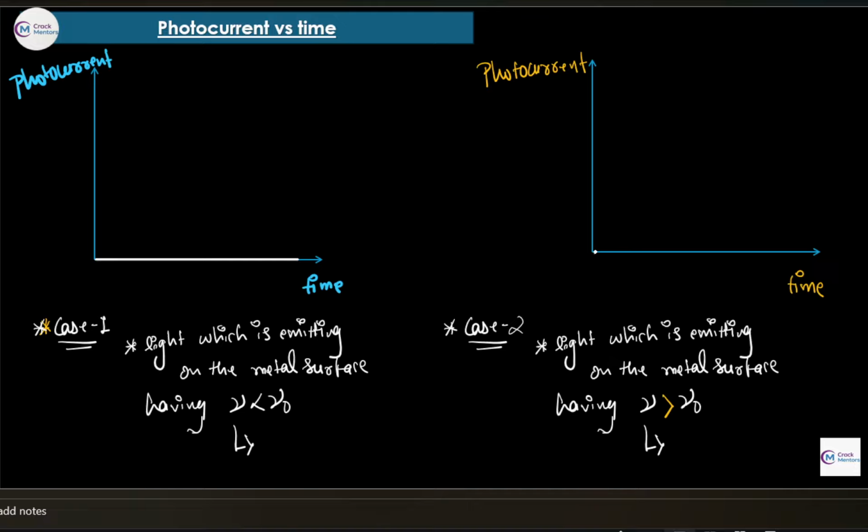First of all, the current is not going to generate in this case, but afterwards, when the threshold frequency barrier is crossed, what is going to happen? There would be a sudden increase in the photocurrent value like this, and afterwards it is going to be like this, because it is not dependent upon time, it is dependent upon the intensity, and the photocurrent is going to generate like this.